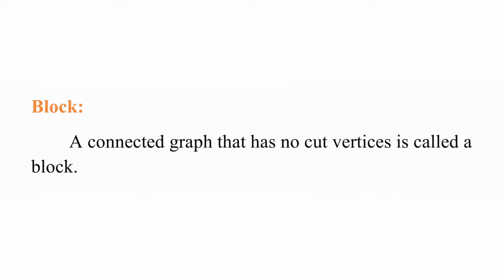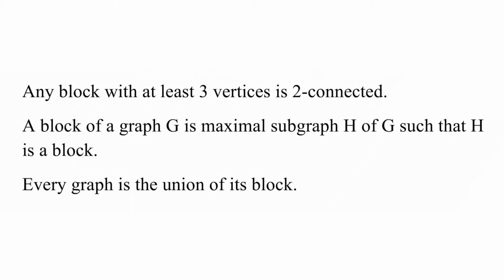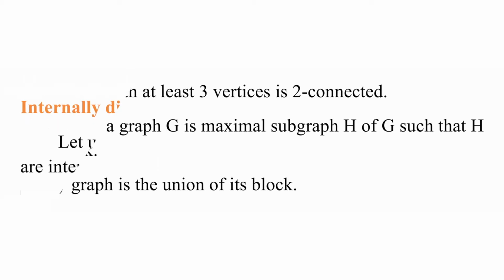Next, we are going to see the definition of block. A connected graph that has no cut vertices is called a block. This we have already seen, I am just recalling it. The blocks of G are given on the screen, you can go through that, and any block with at least 3 vertices is 2-connected. A block of a graph G is a maximal subgraph H of G such that H is a block. Every graph is the union of its blocks.